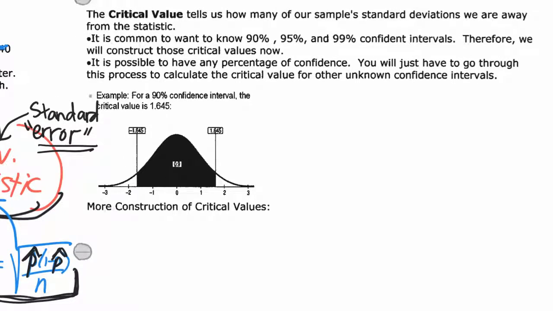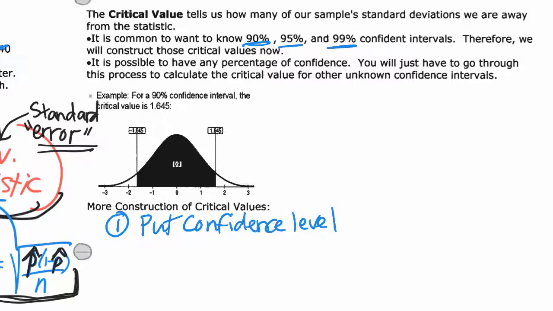A common amount of confidence is 90%. They may say be 90% confident, 95% confident, 99% confident. Those are common confidence levels. But here is how you do it. First step, put the confidence level in the middle of a normal model, as the middle area. So in this case, we're going to do an example for a 90% confidence interval.